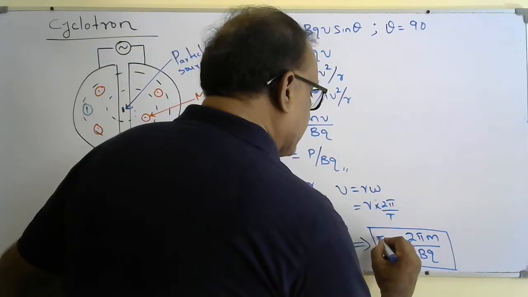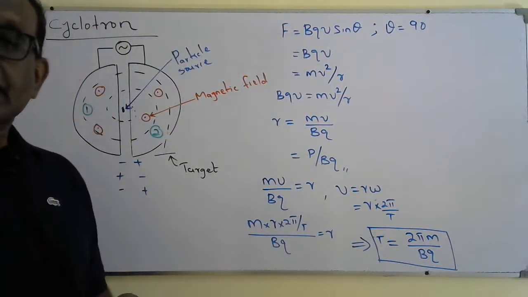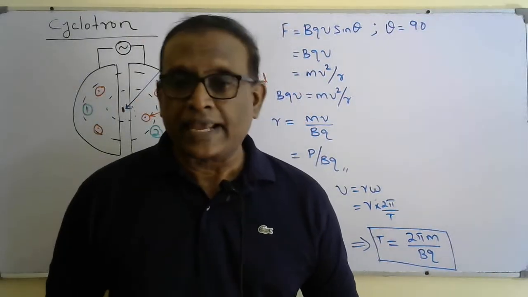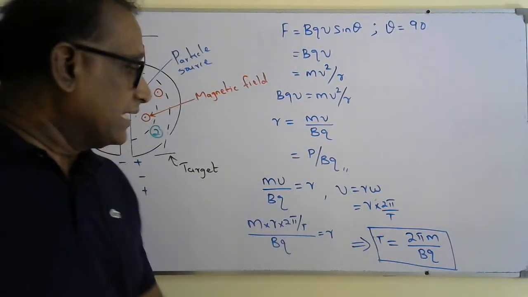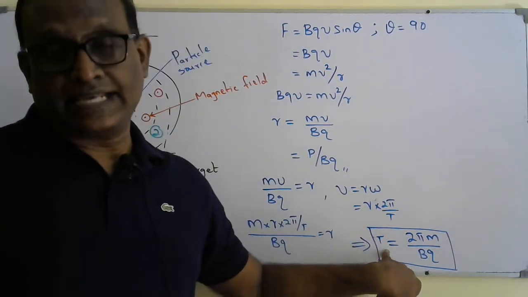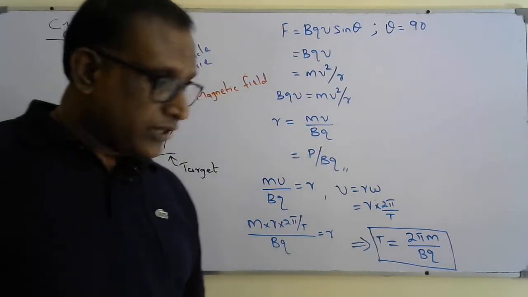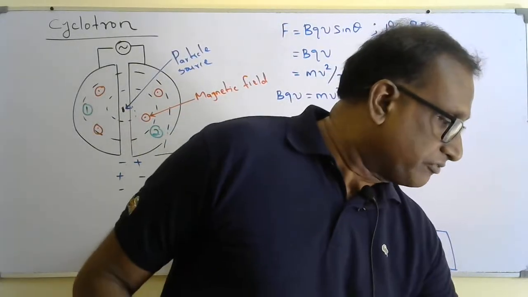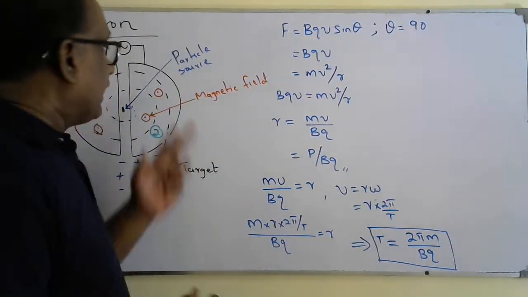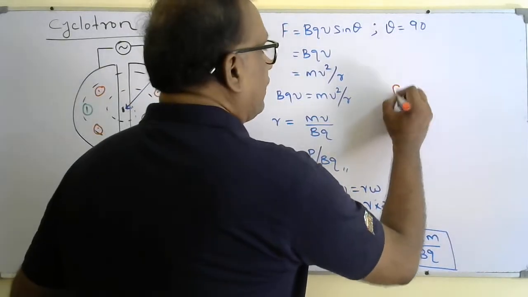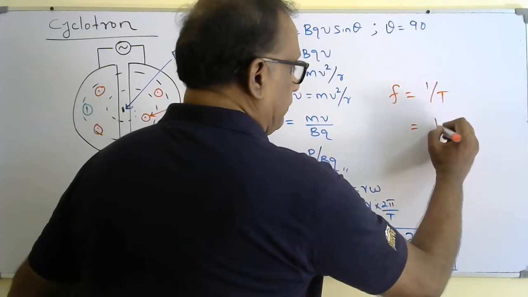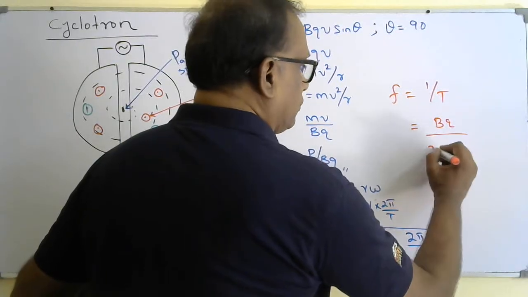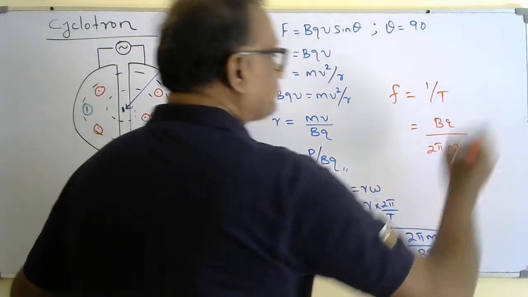But I already told that the time period of the circular motion of the particle must be the same as the time period of the AC signal. Means the time period of the AC signal also should be the same. Or in terms of frequency, if you want to say, I can say the frequency of the AC signal must be f equals 1 over T. So that should be BQ over 2 pi M.